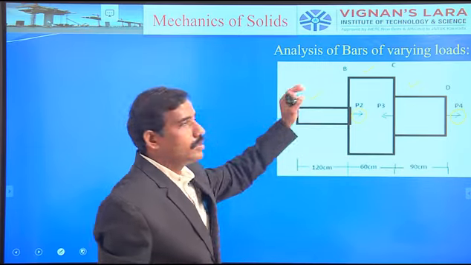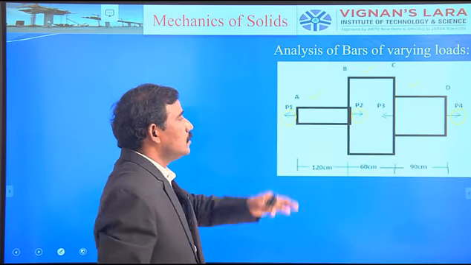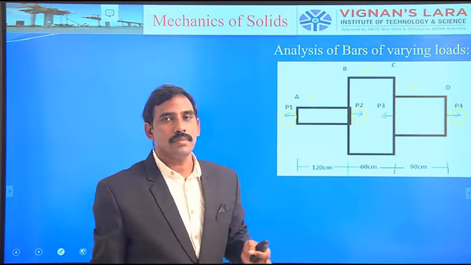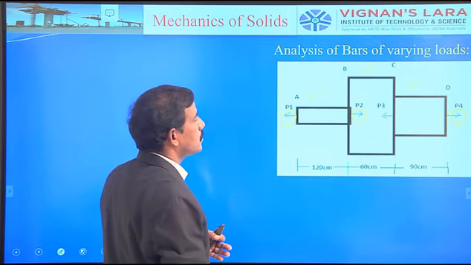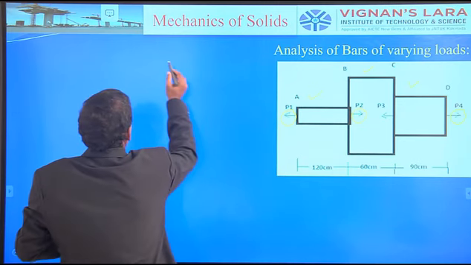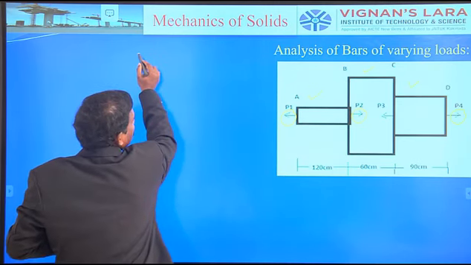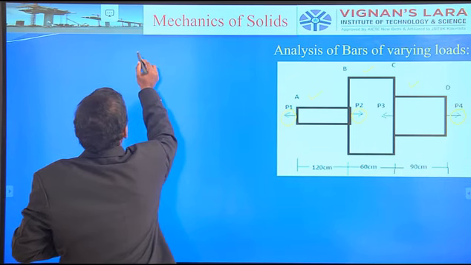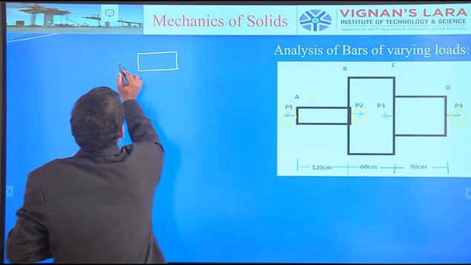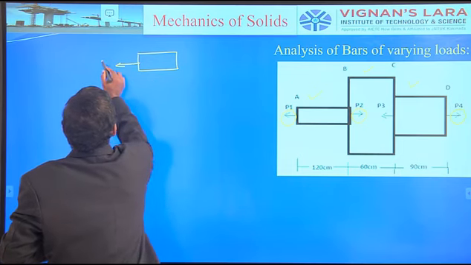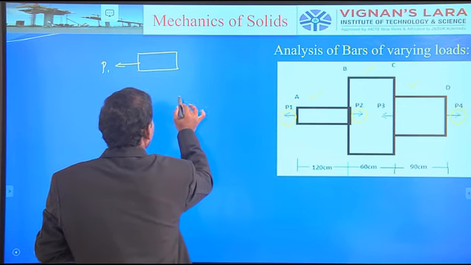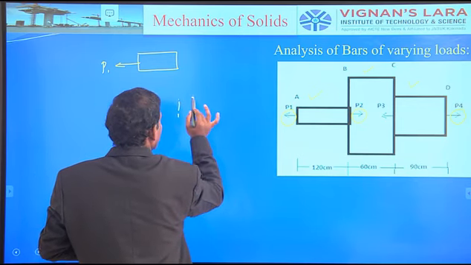Before going to solve this problem, it is better to find out the forces acting on each and every portion. For better understanding, this is the first portion AB. The known value is P1. Keep it in mind. Then go for the next one. Keep it pending. We will see next.